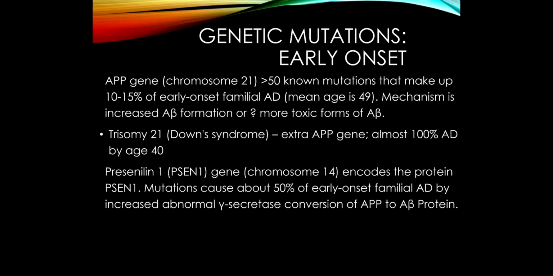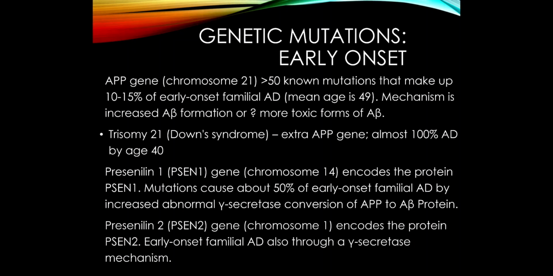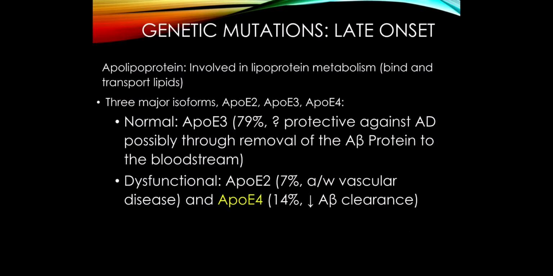Okay, the presenilin-1 gene on chromosome 14 encodes the protein presenilin-1, and so with mutations here, we have an early onset familial form of Alzheimer's dementia, and the mechanism appears to be increased abnormal gamma secretase conversion to the amyloid beta protein. Presenilin-2 is probably the same mechanism here involving the gamma secretase. This is on chromosome 1. Then again, we get a more toxic form or perhaps increased amyloid beta protein. Okay, so all of those except for Down syndrome would be quite rare.